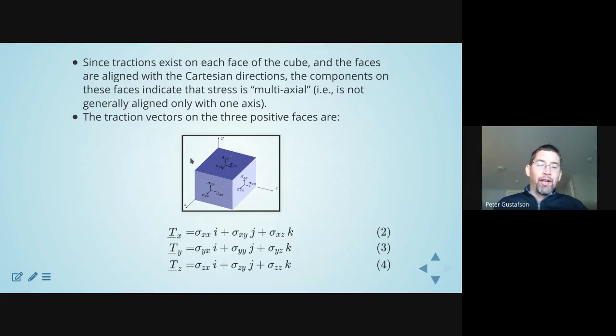Then I took this cube and I sliced it. And what remained was the negative faces, which would have had traction vectors associated with them. I didn't draw them here, but they certainly had those traction vectors associated with them on those negative faces, and they would have had components drawn in the negative. In order to be drawing positive stress components, they would have had to be negative on the negative side.